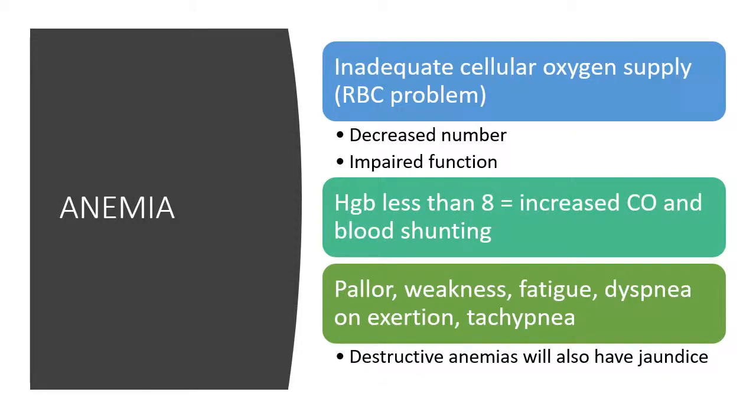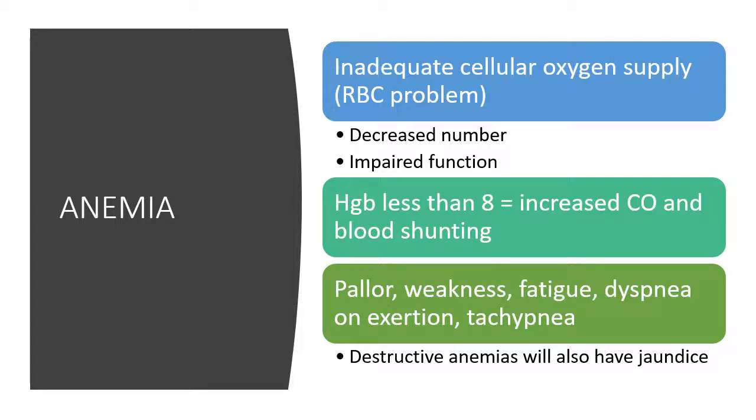Anemia is the inadequate cellular oxygen supply. It's a red blood cell problem. There's either a decreased number of red blood cells or impaired functioning of the red blood cells, so that oxygen is not carried in adequate supply to the tissues of the body.